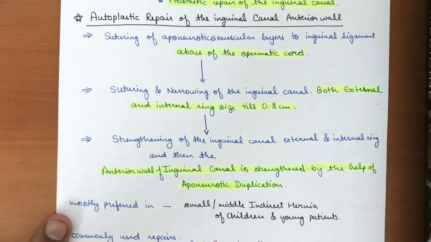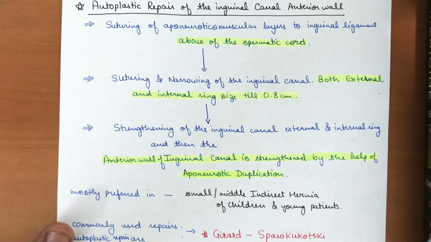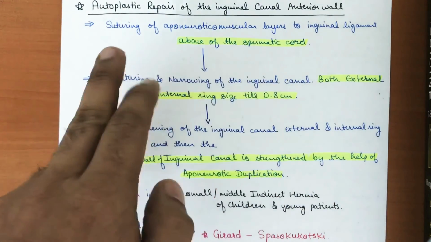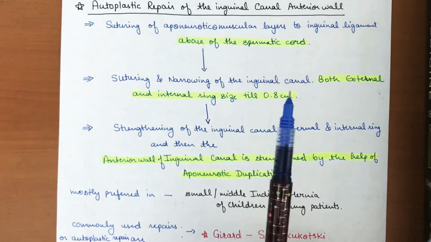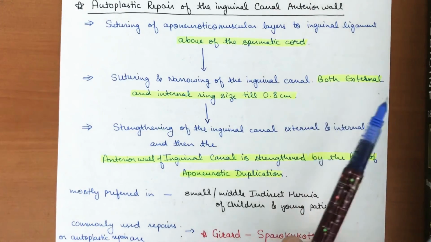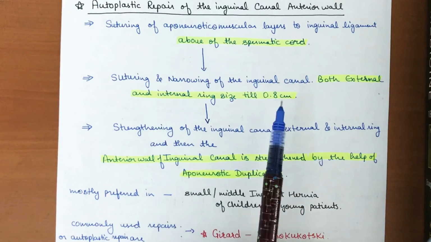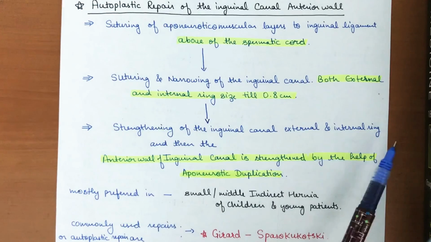First of all, autoplastic repair of the inguinal canal anterior wall. In this case, the aponeurotic muscular layer is sutured to the inguinal ligament above the spermatic cord. Then suturing and narrowing of the inguinal canal is done. Both of the rings will be sutured and narrowed, as I have told you earlier, till 0.8 centimeter. Then comes the strengthening of the inguinal canal external and internal ring.